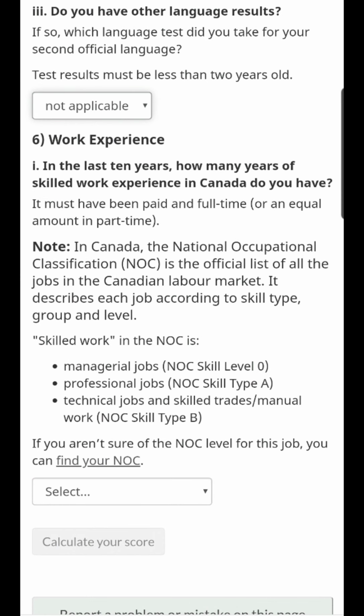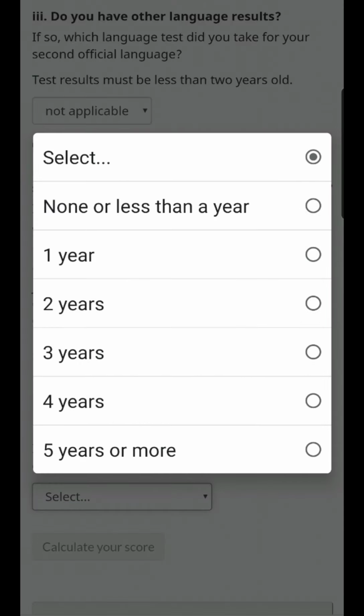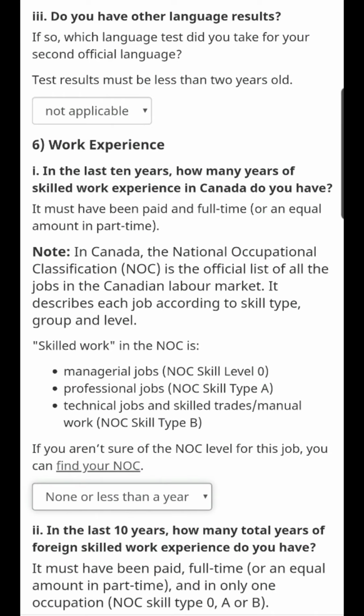Sixth question is about your work experience. In the last 10 years, how many years of skilled work experience in Canada do you have? If you have work experience in Canada, you can give yes. Otherwise, it is no. So I'll select none or less than a year.